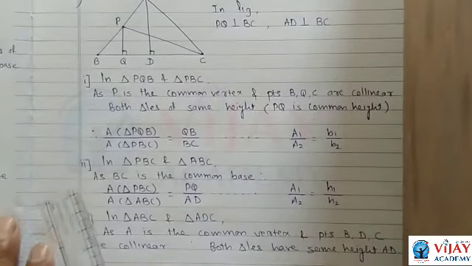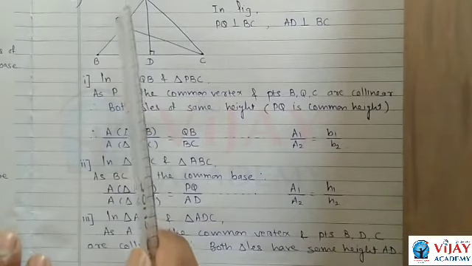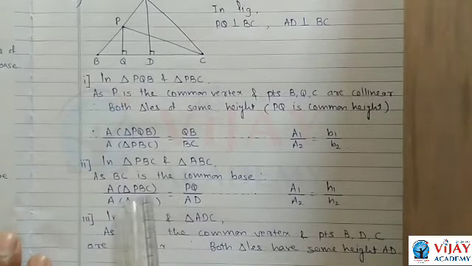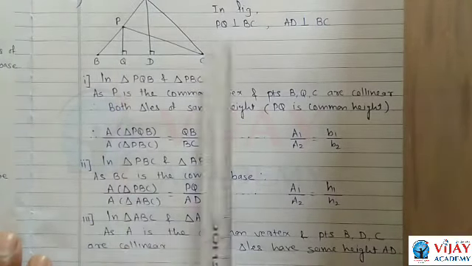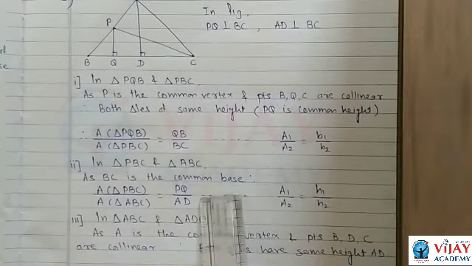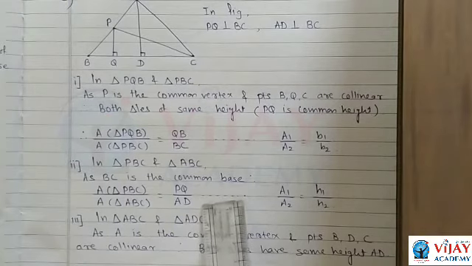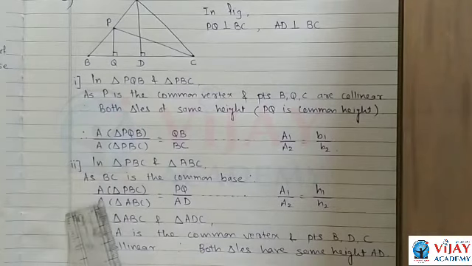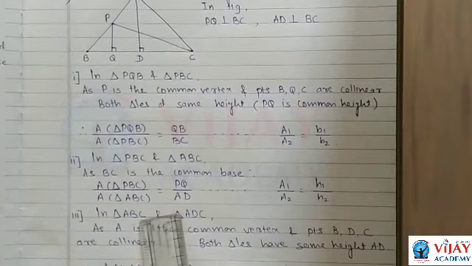Second one, in triangle PBC and ABC, BC is the common base, so their areas depend on their corresponding heights. So the area of triangle PBC upon the area of triangle ABC is equal to PQ upon AD.